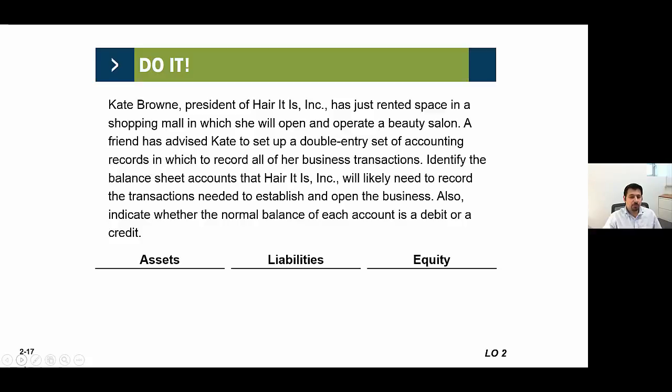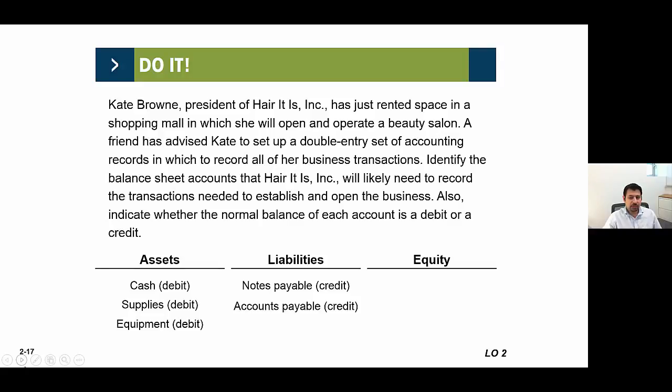So we'll start with assets, for example. The first one that comes to mind, of course, is cash, and cash is a debit account. The other one would be, for example, as a hair salon, Kate would need supplies as well as equipment. Those are all asset accounts and they are debit accounts. When we talk about liabilities, Kate might need, for example, to take a loan or to buy supplies on account. So that would be notes payable or accounts payable. Both accounts are credits.